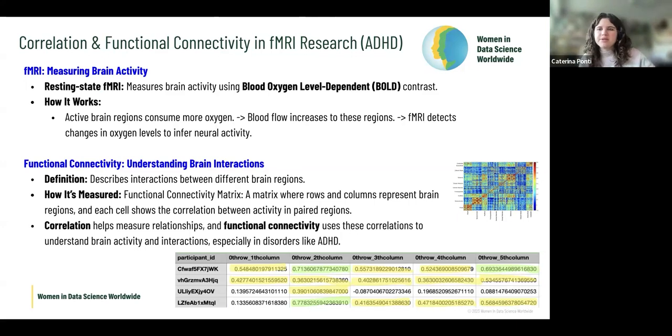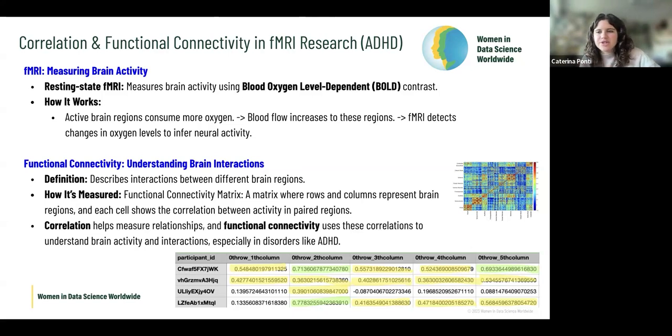This is important because in brain research, correlation can be used to identify how different brain regions interact during rest or task. And we find this in the functional connectivity matrices, because they describe interaction between different brain regions, right? So when we measure activity using fMRI, we check how strongly two or more regions cooperate or communicate with each other. This can help us understand brain function and patterns, including those associated with ADHD, which is our final goal, right?